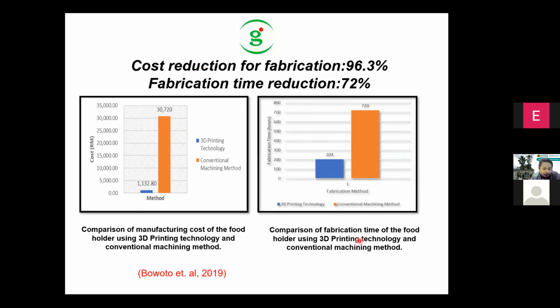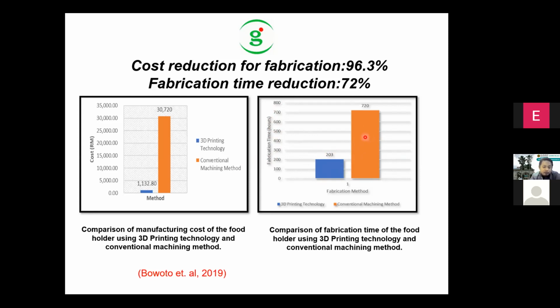And in terms of fabrication time, we also reduce the time for the food holder by almost 72% using 3D printing technology compared to the conventional one. The blue one is 3D printing technology, and the orange one refers to the conventional machining method. This one is in hours. Yeah, we're talking about hours. The blue one is 3D printing, and the orange one is the conventional machining method.